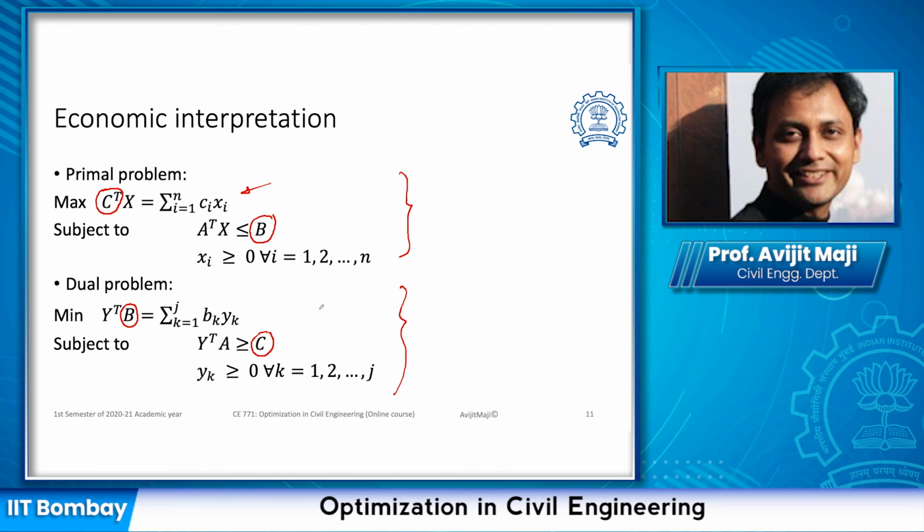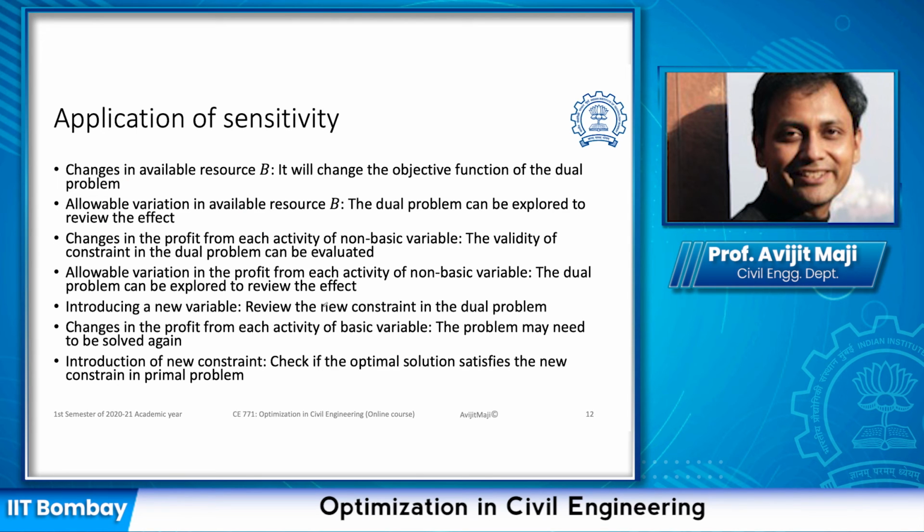This is going to fall under the sensitivity analysis of the parameters. For that, we have the application of sensitivity of the primal and the dual. We need to understand that. So if we see any changes in the available resource which I was talking about, it is going to change the objective function of the dual problem. We can quickly look into how the objective function value in the dual problem is going to vary, and if we know how it is varying, we can easily say what is going to be the total profit with the change in the resource.